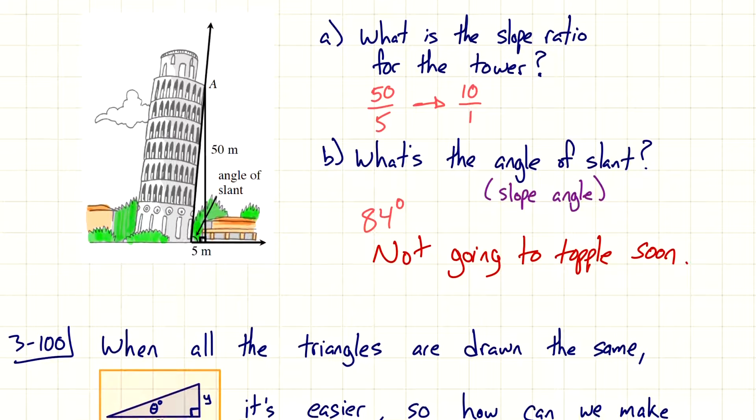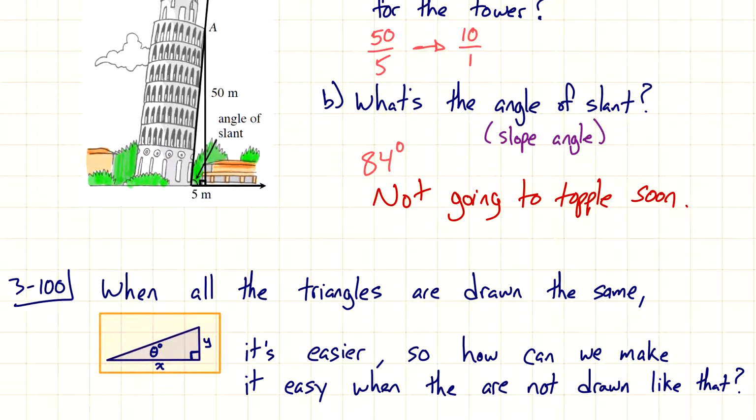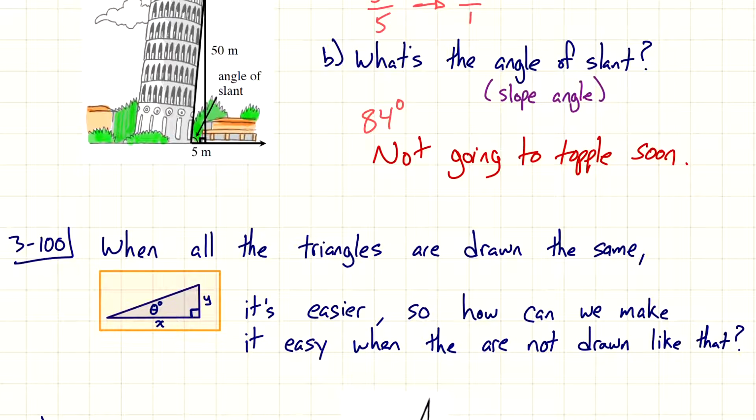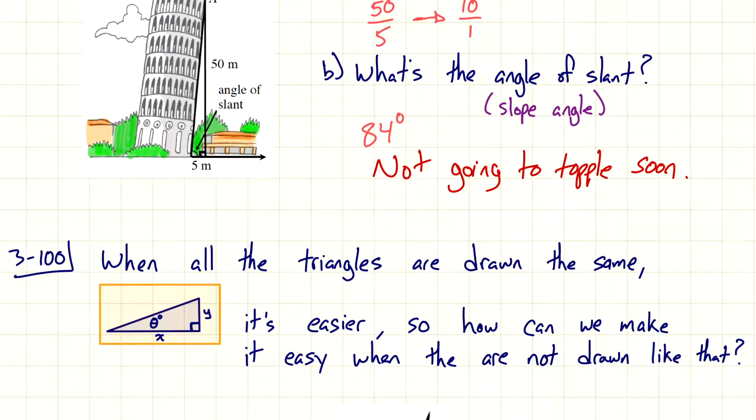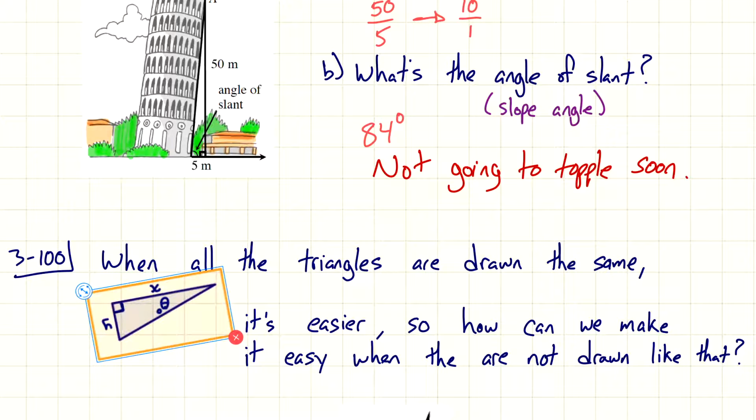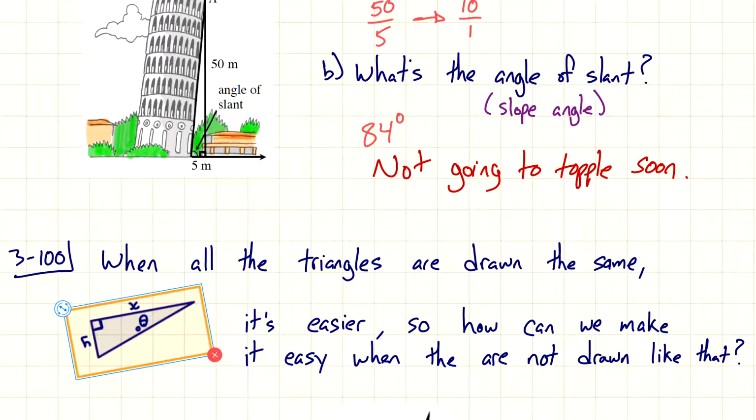And so moving on, when all the triangles are drawn the same, like we see here, this is the ideal setup. All our slope triangles have looked something like this, and when they all look like that, it's a little bit easier to determine the slope and to look in our trig table. But how can we also make it easier if it's not drawn that way? Does it matter if I rotate it, what if I give it to you like this?